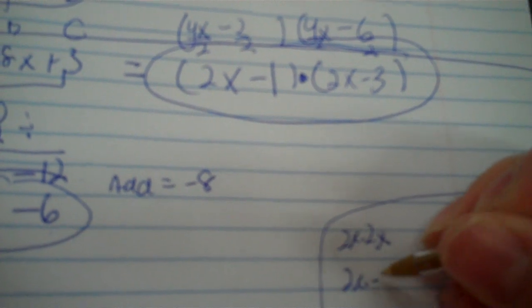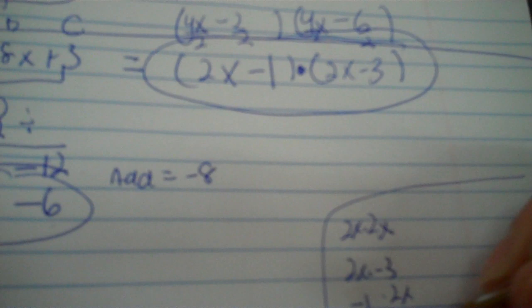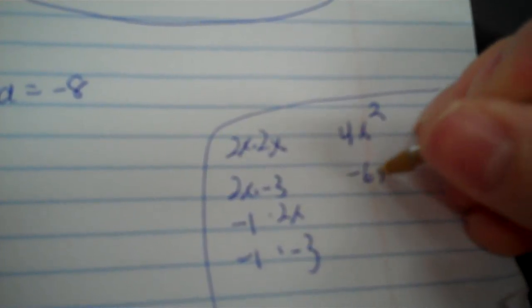Don't write this down, just watch me do it. Because if I FOIL, take 2x times 2x, 2x times negative 3, and then negative 1 times 2x, and negative 1 by negative 3, that's 4x to the second, negative 6x, negative 2x, and 3. So those add to make negative 8x, so I have 4x squared minus 8x plus 3, which is the expression we started with. This is the answer, you don't have to do that, okay?